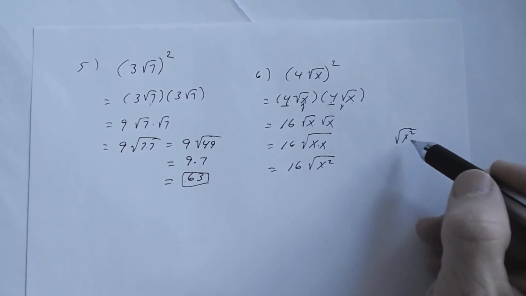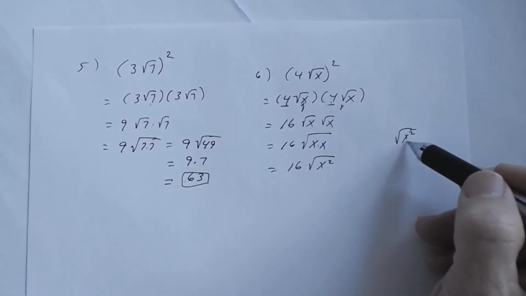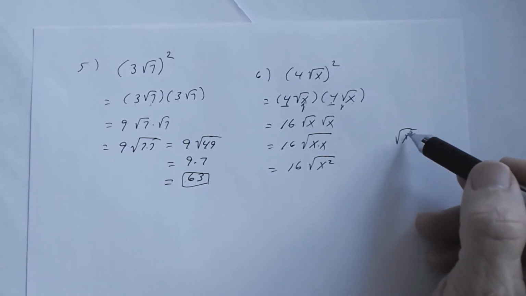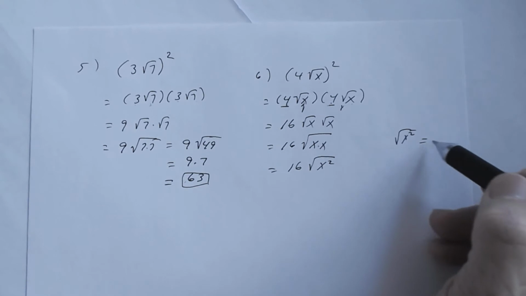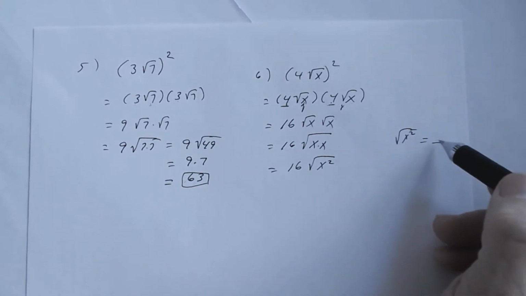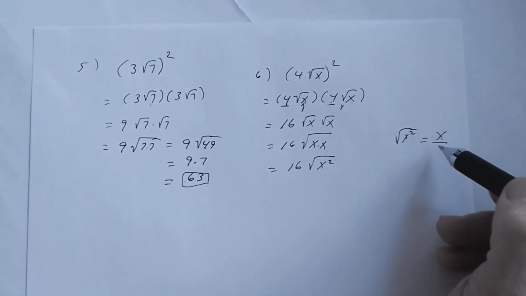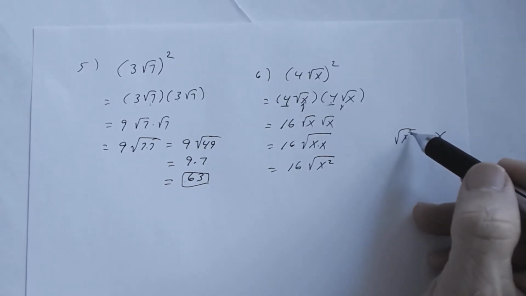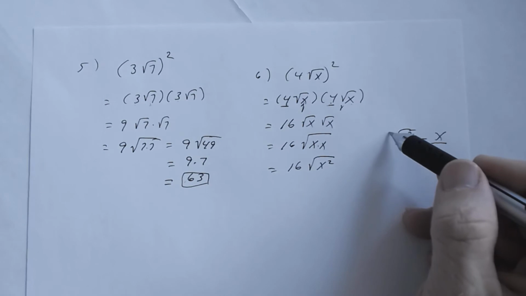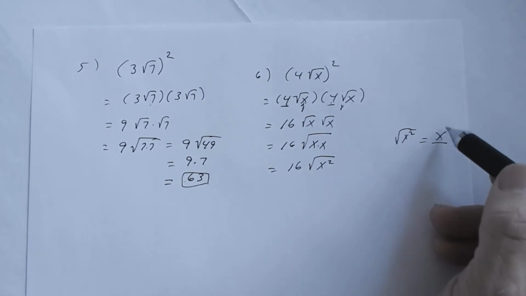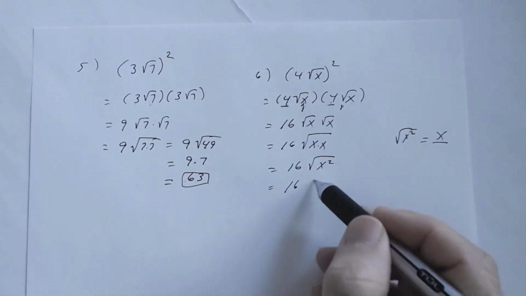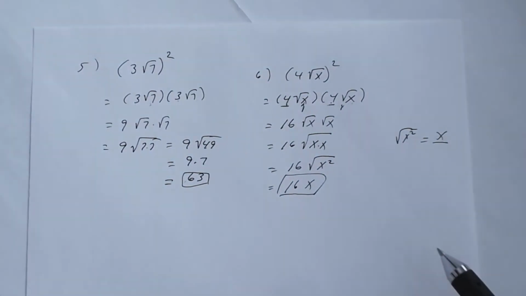So remember, whenever you're dealing with square roots and you have a variable raised to a power, if that exponent is even, that's the easy kind. So this is x, because x times x is x squared. And remember, all we did was take this exponent and divide by the index 2. So 2 divided by 2 is 1, so you see x to the first. All right, so the answer is going to be 16x.